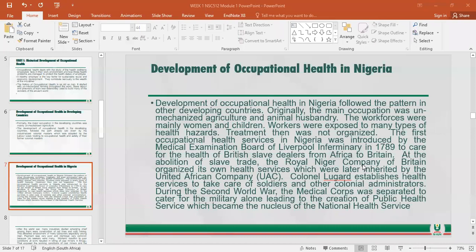The first occupational health service in Nigeria was actually introduced by the Medical Examination Board in Liverpool Infirmary in 1789 to care for the health of the British slave dealers from Africa to Britain. And at the abolition of slave trade, most of us are familiar with the word slave trade, the Royal Niger Company of Britain organized its own health services, which were later inherited by the United Africa Company. And so we see all this during this time. People's health and people's safety were not put into consideration at all.